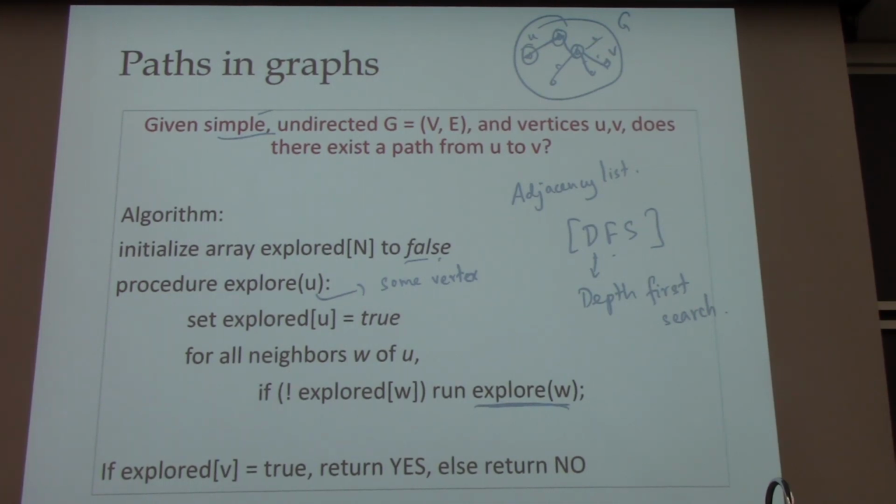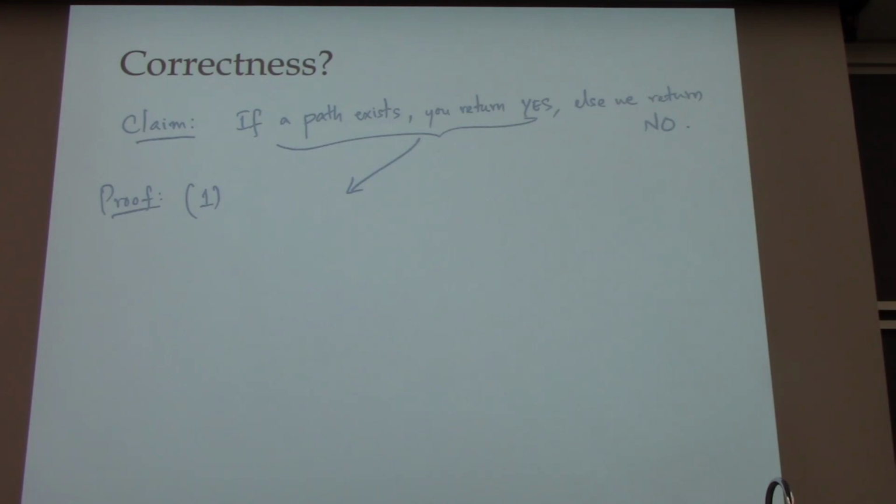We can assume a path exists. Yes, good. So you assume there is a path from U to V. Assume the condition. And let's give some names to the intermediate things. So let's call these U1, U2, and so on. There are multiple edges, so I'm not going to write them all, and this is some U.